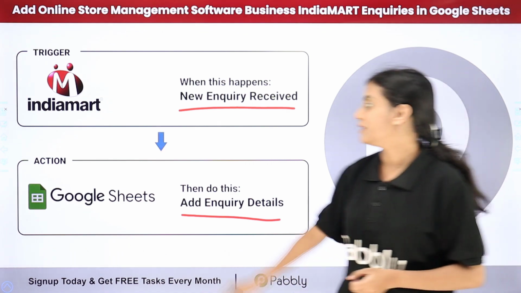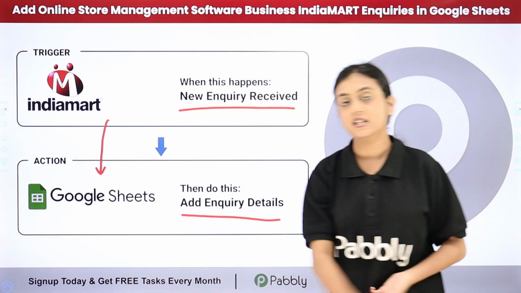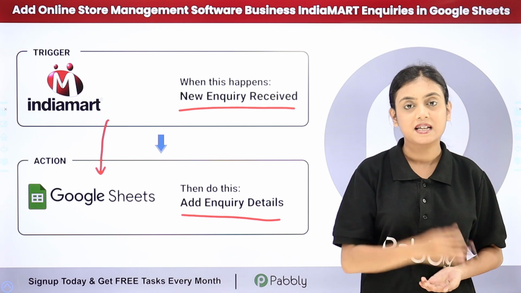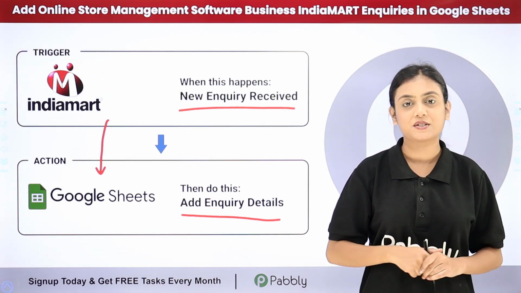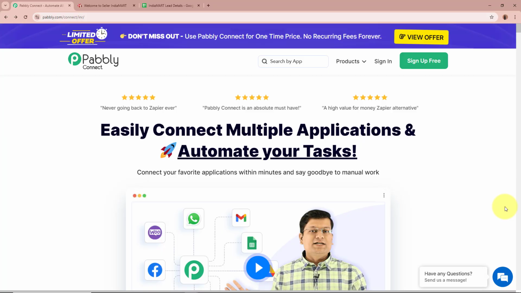And for that, we're going to create an automation between IndiaMART and Google Sheets with the help of Pabbly Connect. So if you want to learn about this amazing automation, then let me take you all to my screen. Welcome to my screen. In this video, we're going to learn how to add online store management software business IndiaMART Enquiries in Google Sheets. So I'm running an online store that sells electronics through IndiaMART.